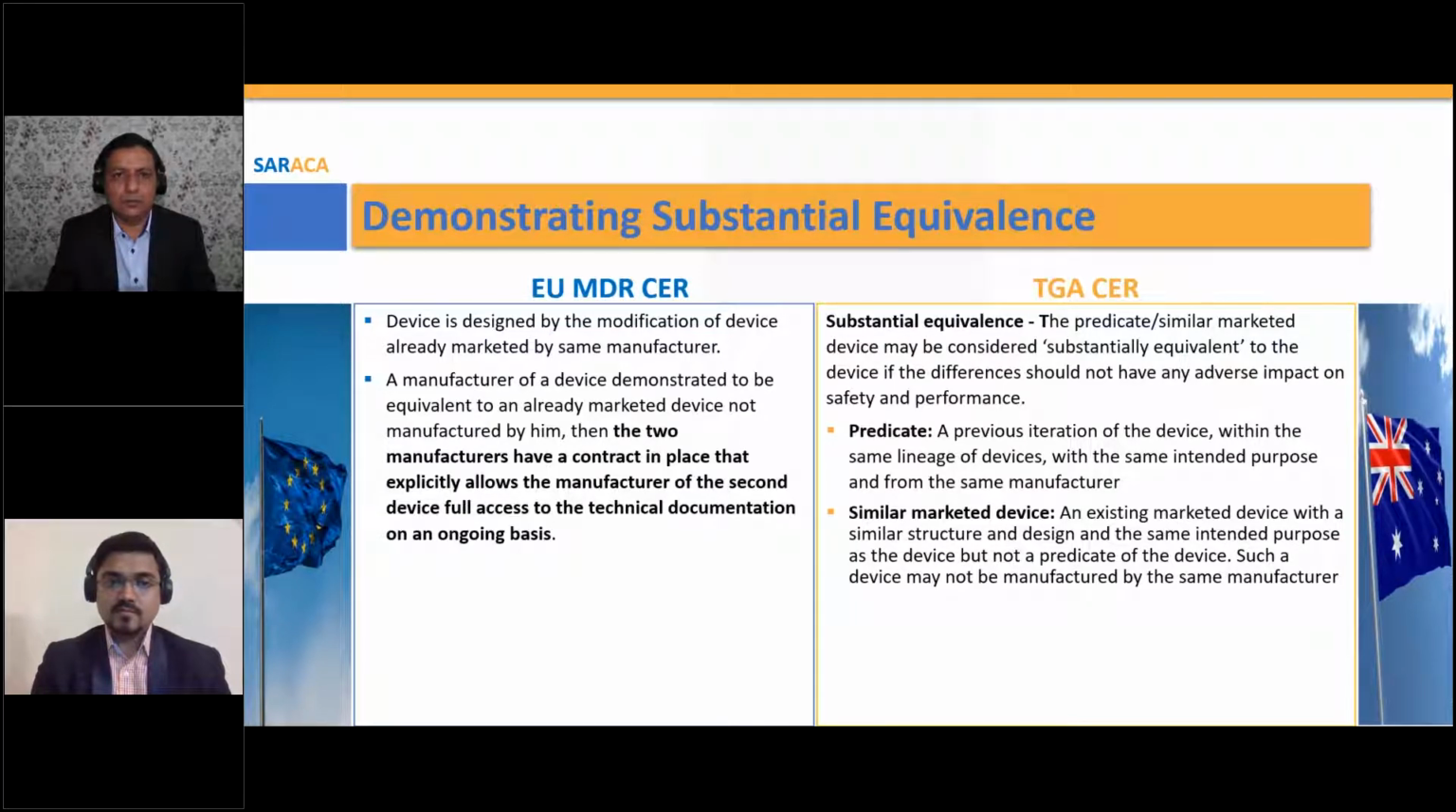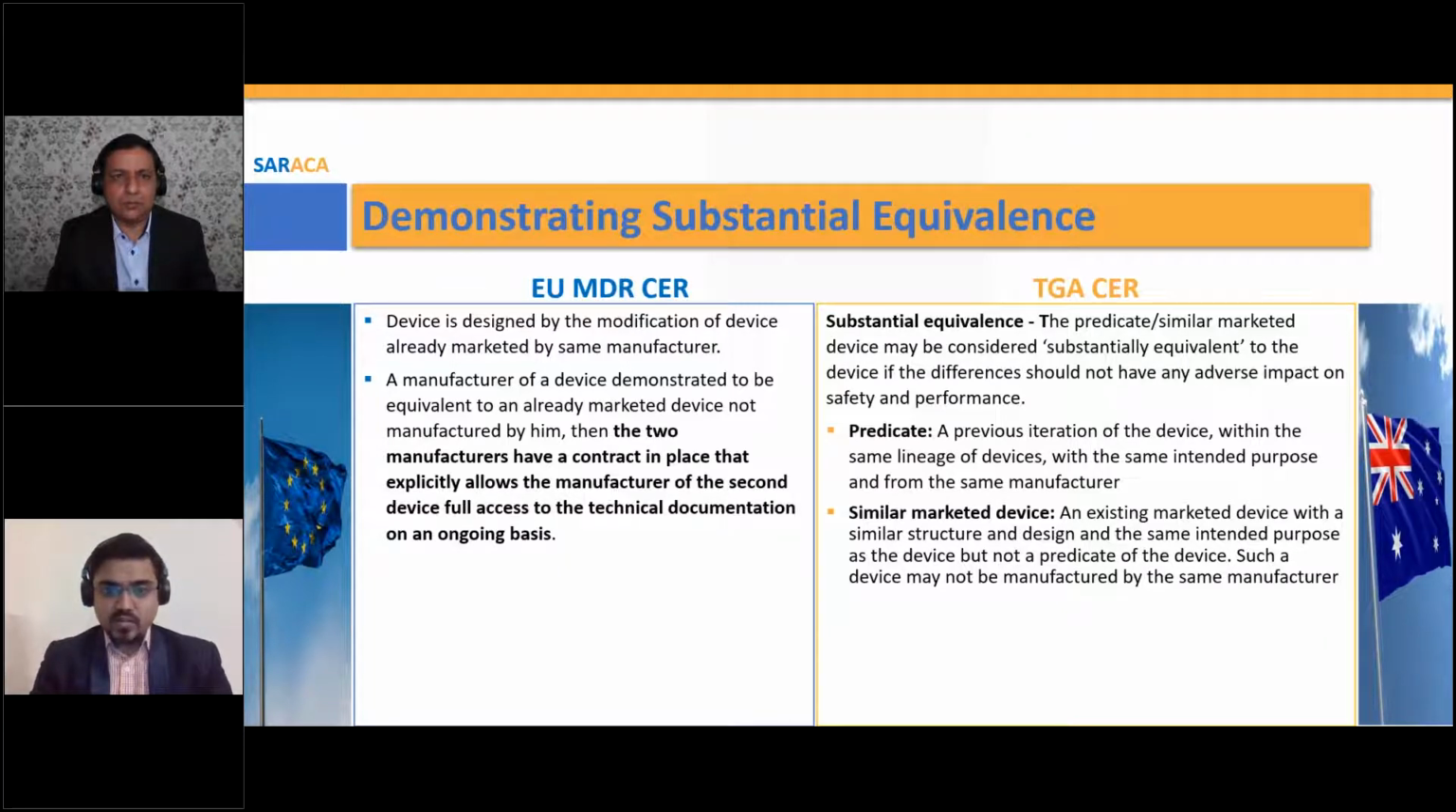Arun, I'd like to have you talk a little bit more about demonstrating substantial equivalence and the difference between a similar marketed device and an already marketed device. Arun? Yeah, sure, Sam. So Sam has explained it in an excellent manner. Let me add something to it too.